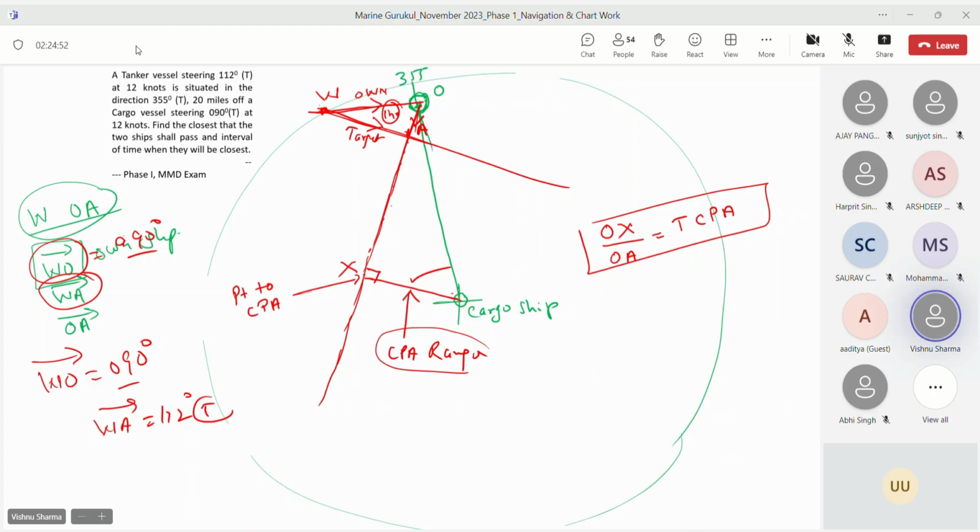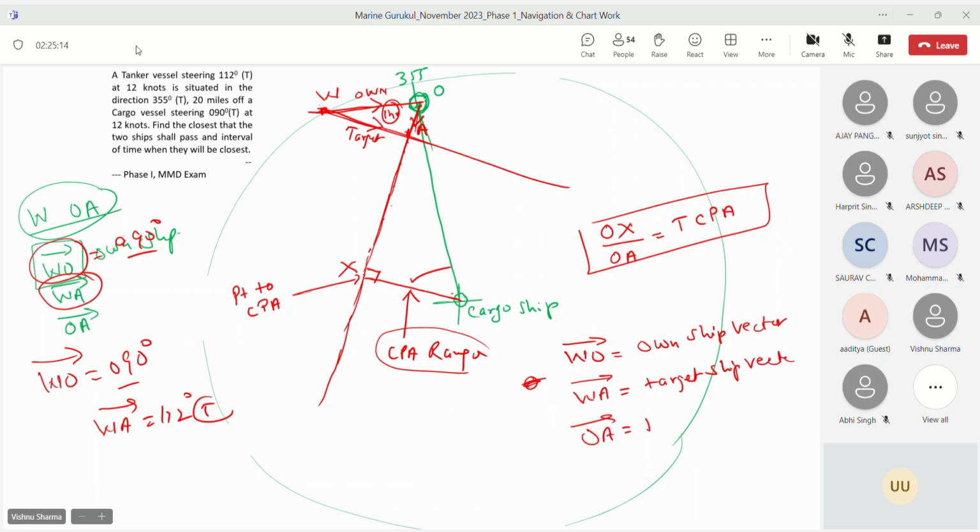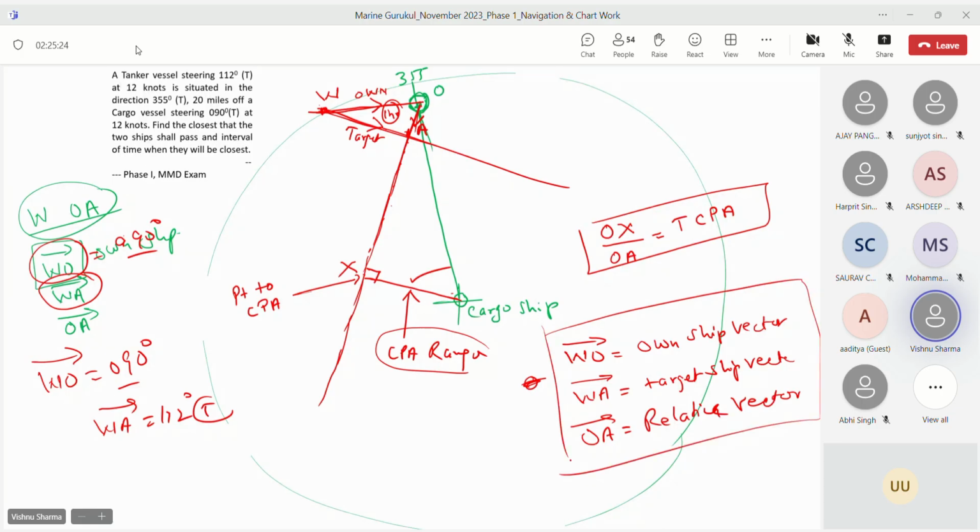So please remember: O, W, O. Don't mix it up. WO, own ship vector. WA, target ship vector. OA, relative vector. Please remember these vectors before you go, because if somebody blindly repeats the question, you will just be caught unawares unnecessarily.